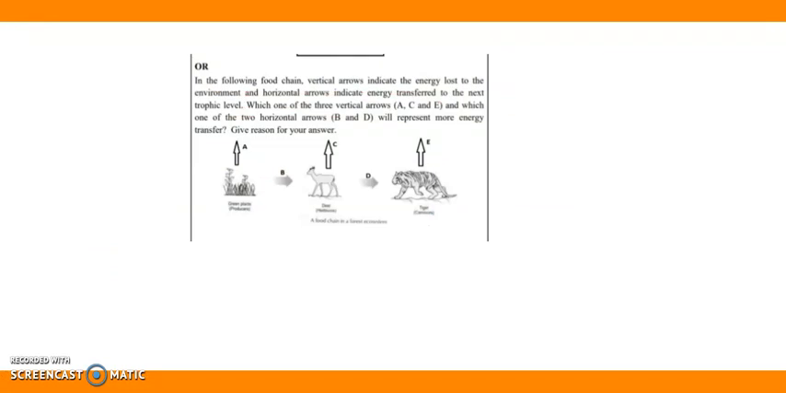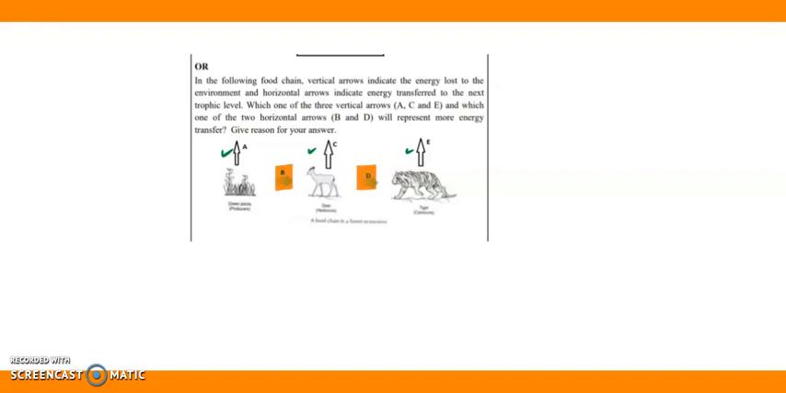In the following food chain, vertical arrows indicate the energy lost to the environment. That means they are talking about A, C and E. And horizontal arrows indicate the energy transfer to the next trophic level. That means they're talking about B and D. So which one of the three vertical arrows A, C, E, and which one of the two horizontal arrows B and D will represent more energy transfer? So they are asking for more energy transfer.